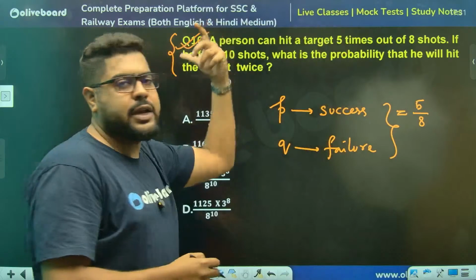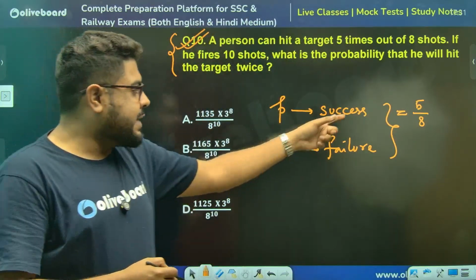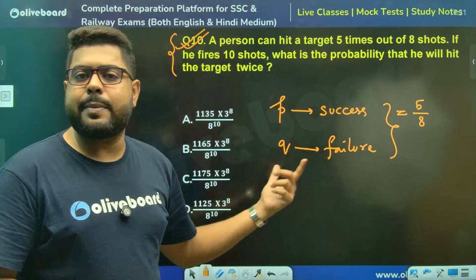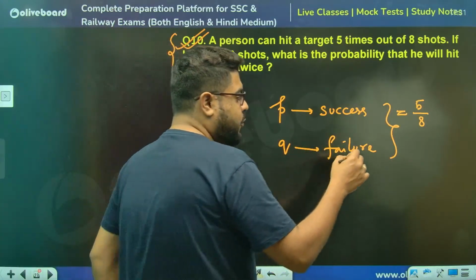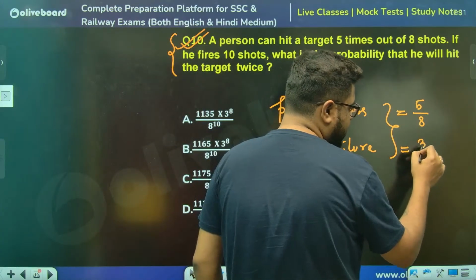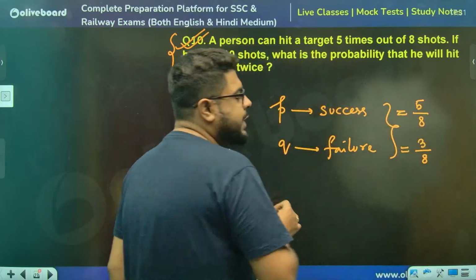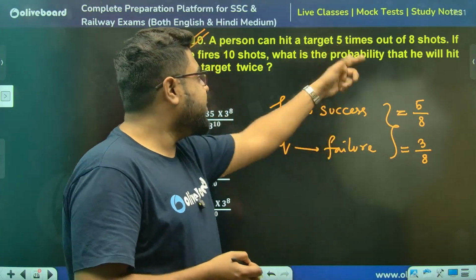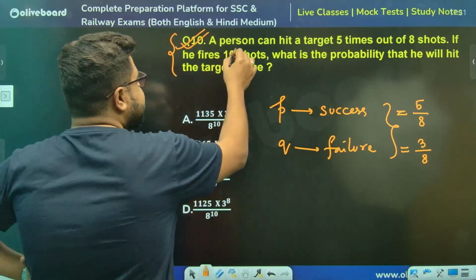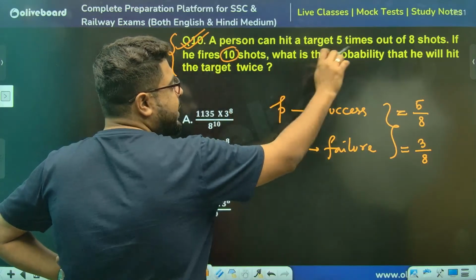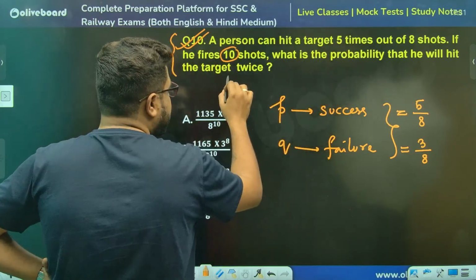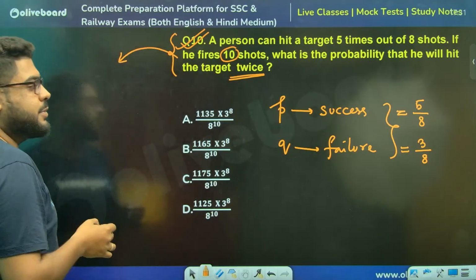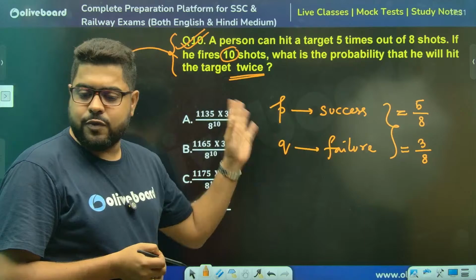This is the probability of succeeding. If he takes 8 shots, 5 times he will succeed. So what is the probability of a failure? 3 times out of 8 times he will not be able to hit the target. That is the failure. Now, what they are saying is he fires 10 shots. What is the probability that he will hit the target twice? Here we will be using binomial distribution because we know success, we know failure.